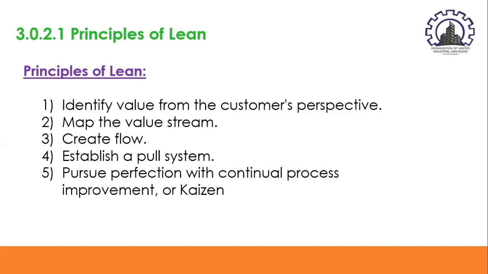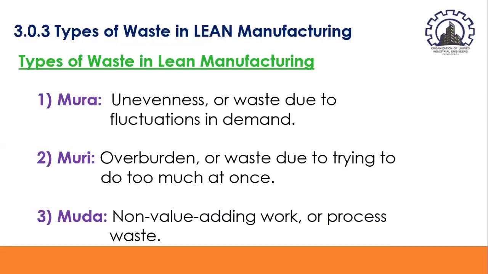Now, in order for us to better understand the three types of waste, we will now discuss the types of wastes in lean manufacturing. As mentioned earlier, we have three types. First, we have mura. Second, we have mori. And third, we have muda.